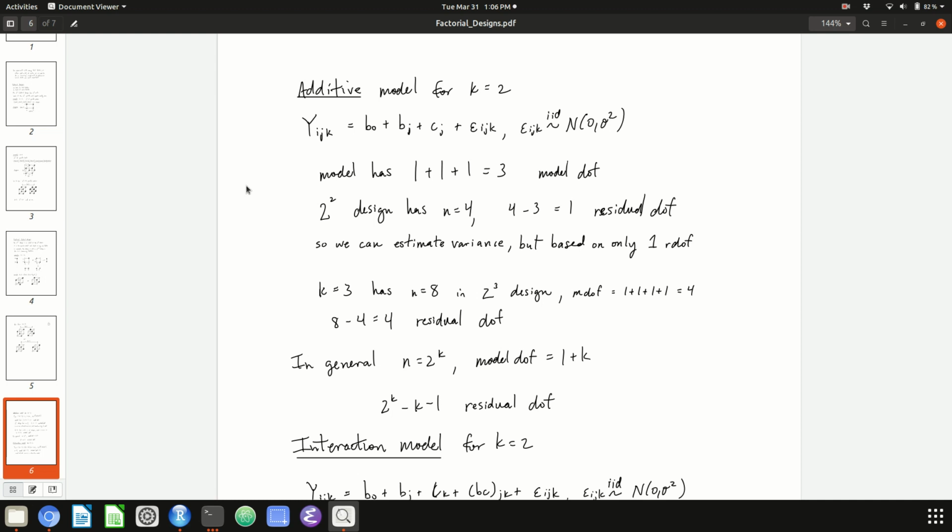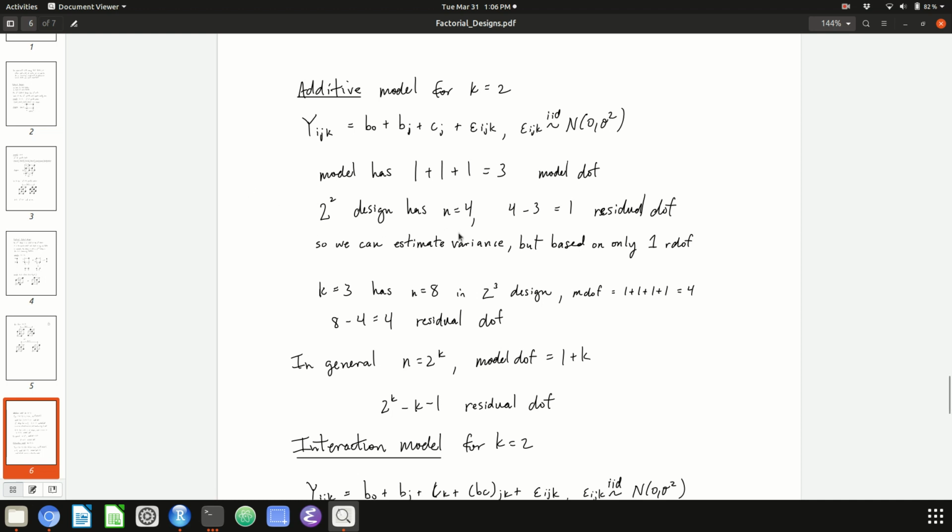The reason for that is you can imagine a 2 by 2 table. In order to specify all the expected values for this 2 by 2 table, you would need to know everything in the first row and the first column, and then the fourth entry is redundant given the constraints of the additive model. So there's 3 model degrees of freedom.